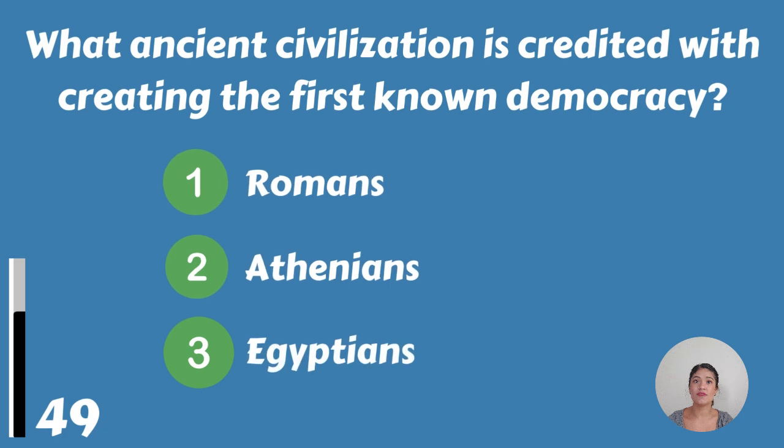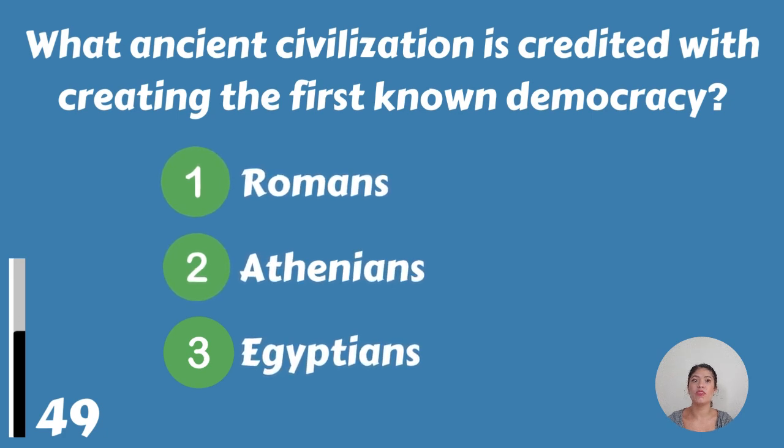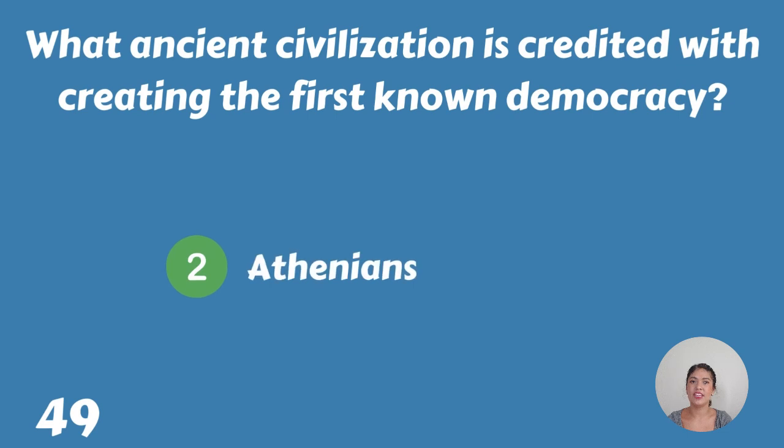What ancient civilization is credited with creating the first known democracy? Romans, Athenians, Egyptians. Athenians.